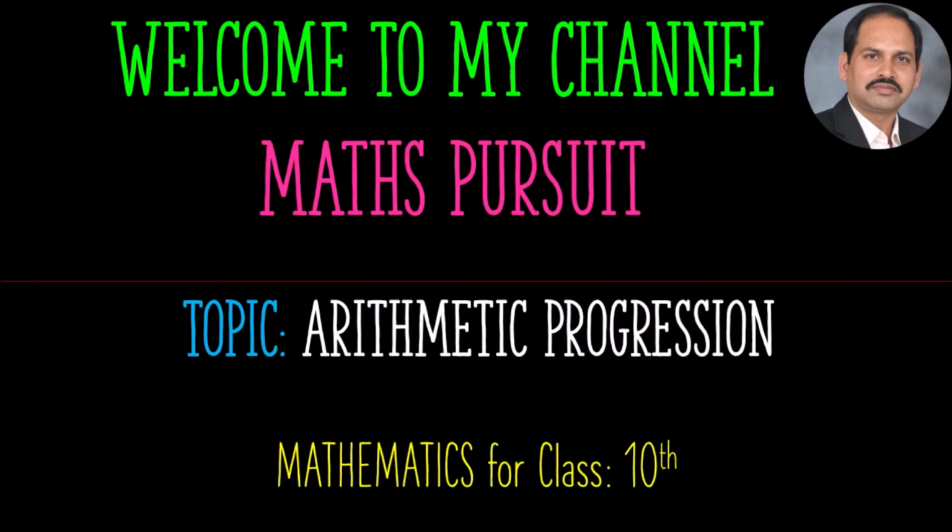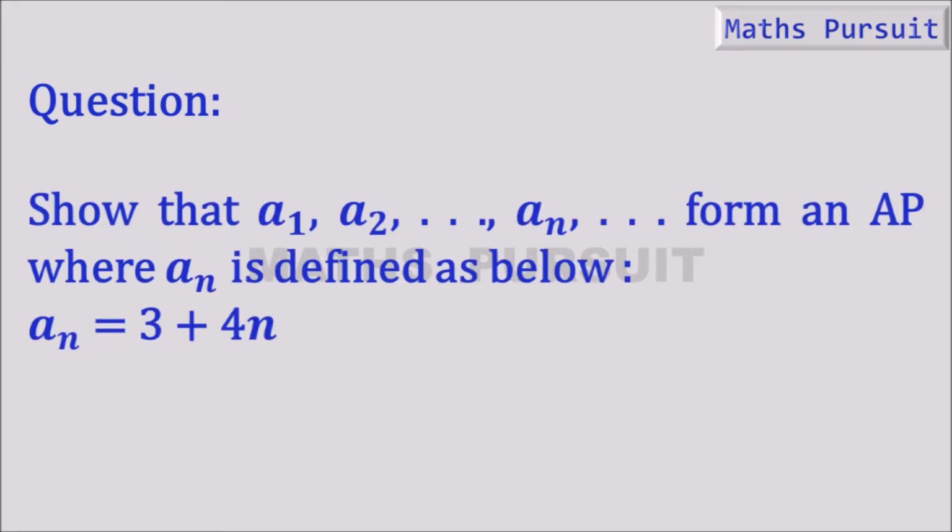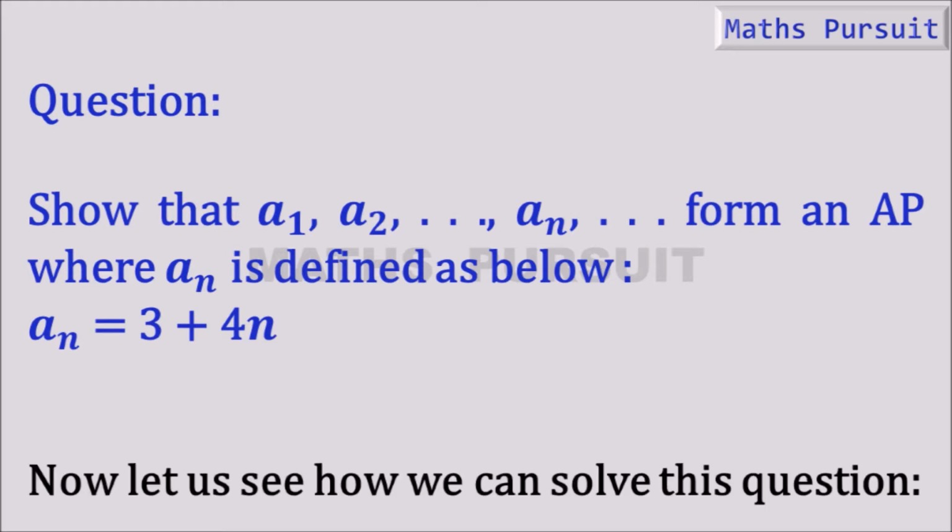Today under the chapter Arithmetic Progression, let's see what is the question that we have. Now moving on to the question, it is given that a1, a2, an form an AP where an is defined as an is equal to 3 plus 4n. Now let us see how we can solve this question.